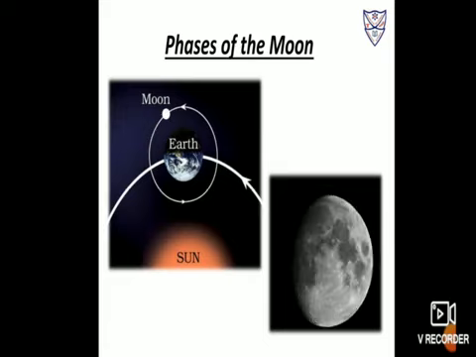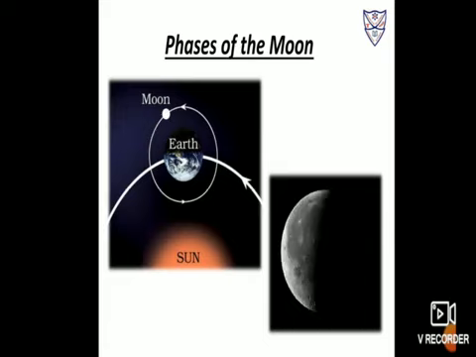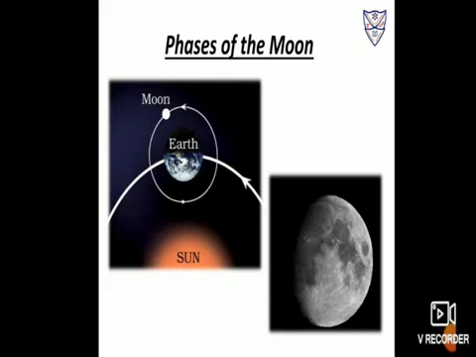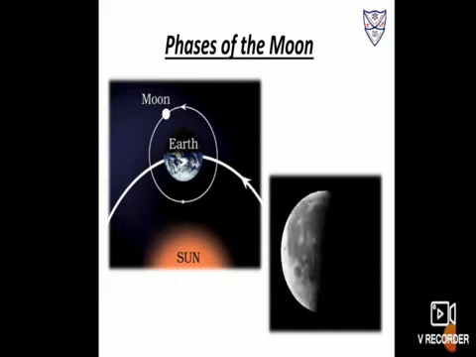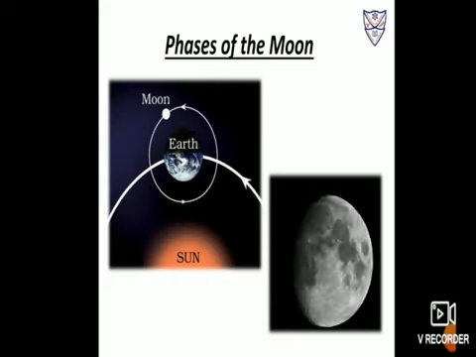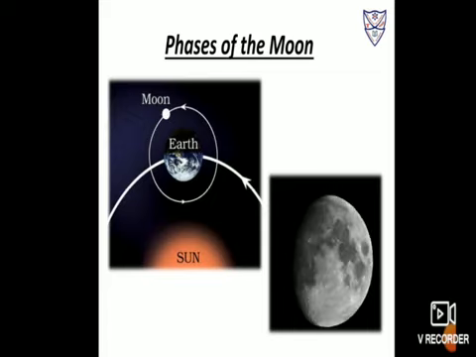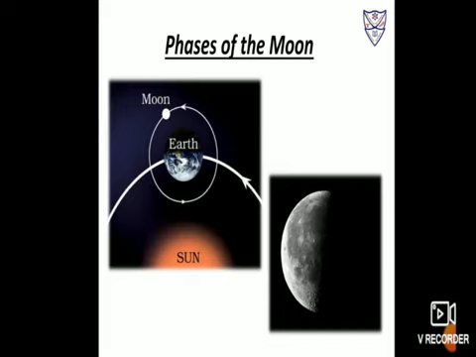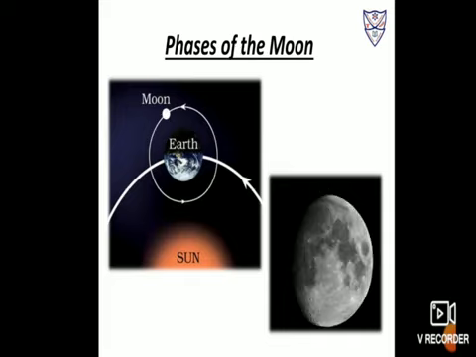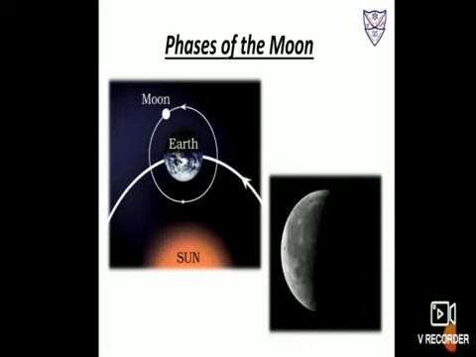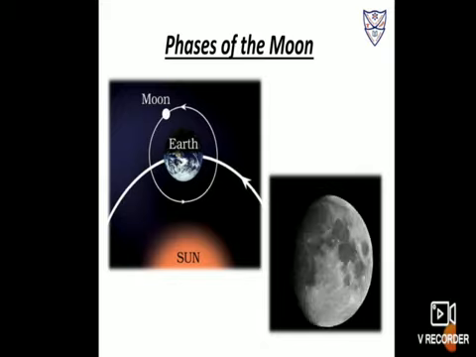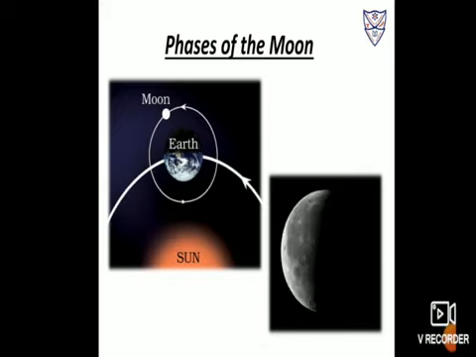Thus sometimes we see no phase of the Moon, which we call new moon. Sometimes we see half of the Moon, and sometimes we see the whole circular face of the Moon, which is called full moon. The day-to-day changes in the size and the shape of the Moon as seen from the Earth are called the phases of the Moon.